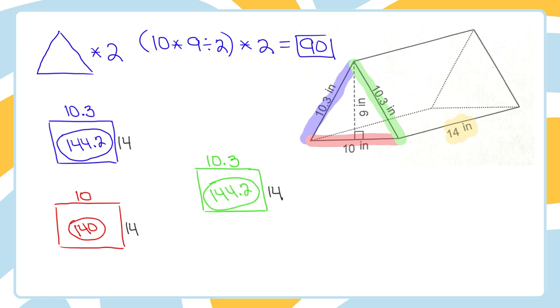And now I'm going to take the 4 answers that I have and combine them. 90 plus 144.2 plus 140 plus 144.2. It is a lot of numbers, but right now this is a good broken down way of figuring this out.